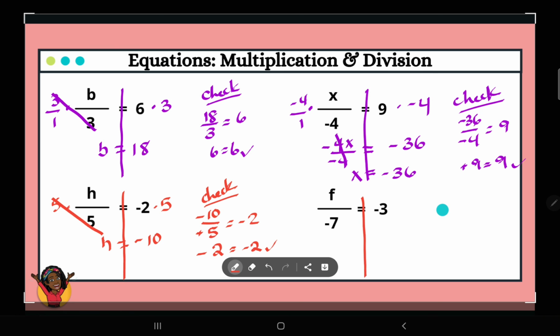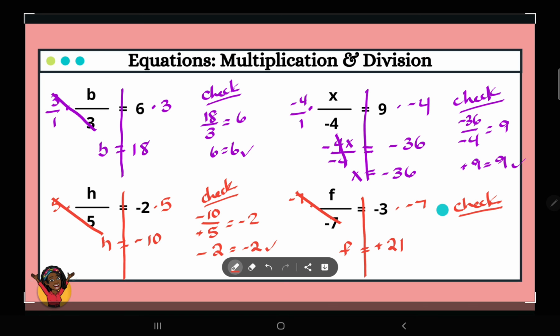Okay. F divided by negative 7 is equal to negative 3. I want to get rid of my denominator of negative 7, so I'm going to multiply both sides by negative 7. This here will cancel out and become 1. So now I have f is equal to, I have a negative and a negative, so that becomes a positive. 3 times 7 is 21, so f is equal to a positive 21.